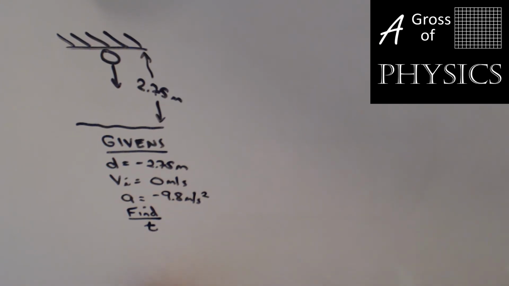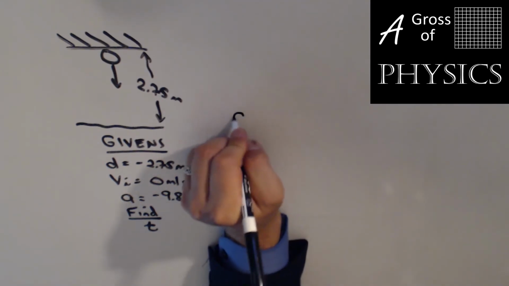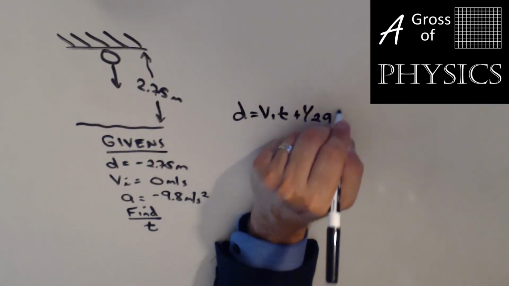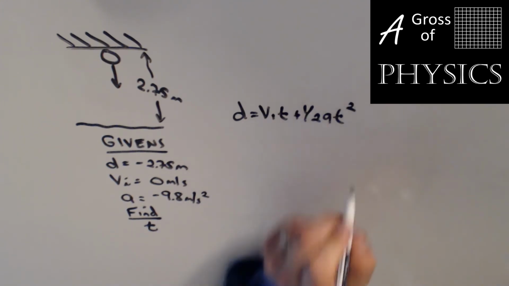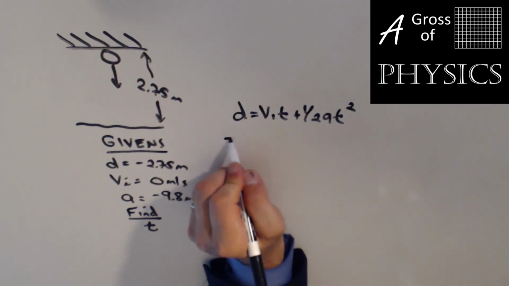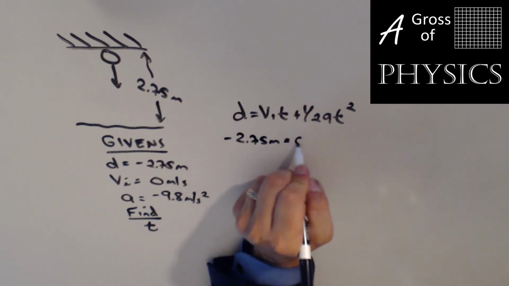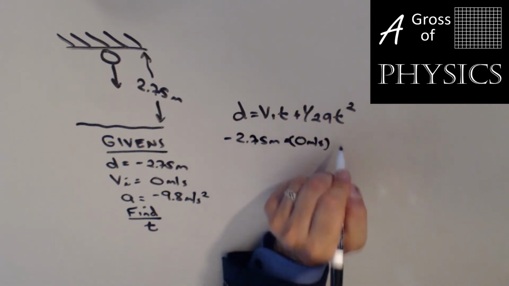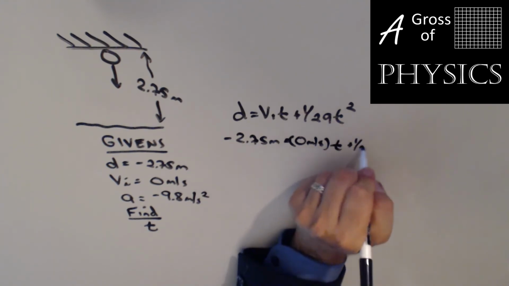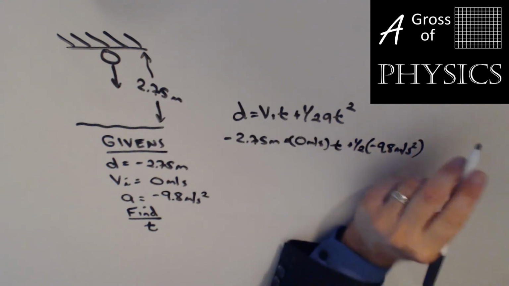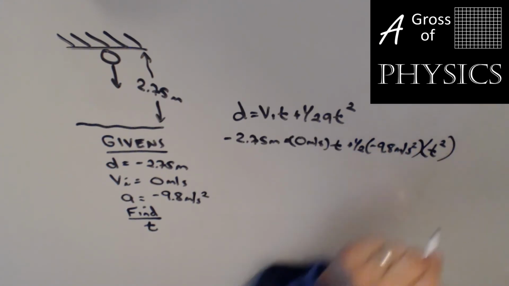So, when we plug the numbers into an equation, we need to first find which equation to use. And it looks to me like equation 4 is going to be our equation of choice for this problem. We know the d, negative 2.75 meters. We know that VI is 0 times t plus 1/2 negative 9.8 meters per second squared t squared.